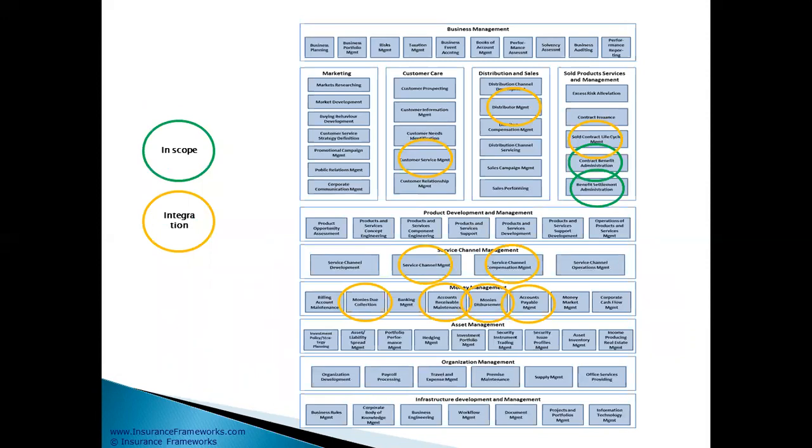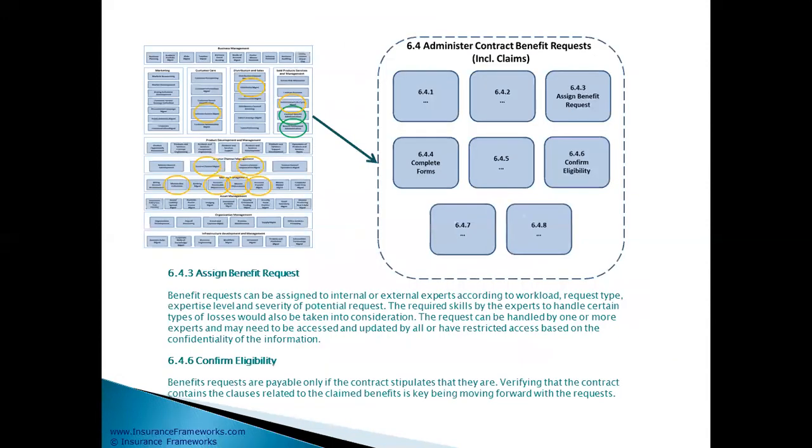In a more granular fashion, now I can identify the major capabilities that are part of scope and the other major capabilities that are part of the integration. Once I have this at a lower level of granularity, now I can identify all the business capabilities functions that are part of the scope, and I can do the same thing with the ones that are part of the integration. Panorama 360 provides you with definitions for each one of those capabilities.